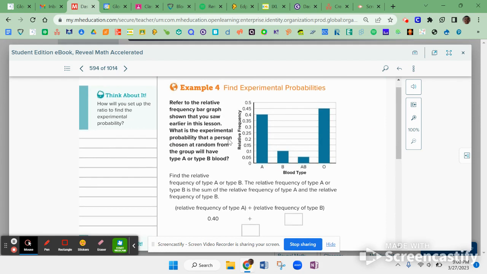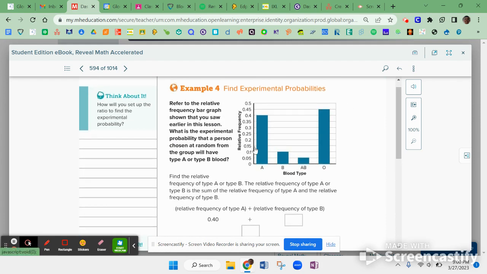Here we go. All right, so now we're going to find experimental probabilities. Refer to the relative frequency bar graph shown that you saw earlier in this lesson. What is the experimental probability that a person chosen at random from the group will have blood type A or type B?